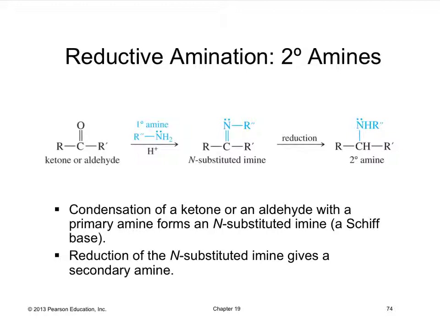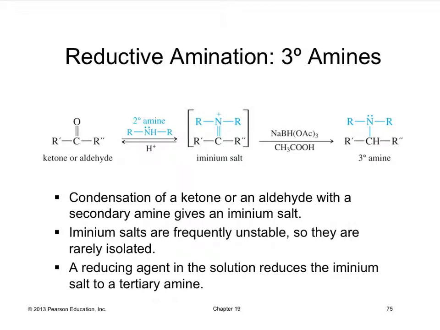You can do reductive amination on secondary amines. Again, start out with a ketone or aldehyde. Here you take a primary amine. This will react to form the N-substituted imine, and then you can reduce again using lithium aluminum hydride or that sodium cyanoborohydride in the previous slide, generating the secondary amine.